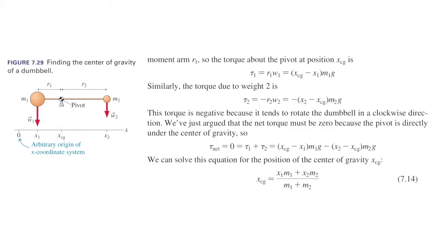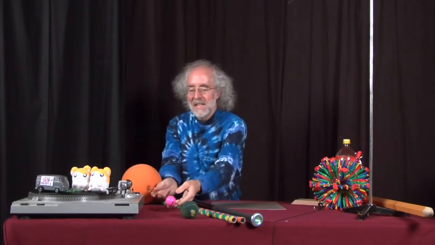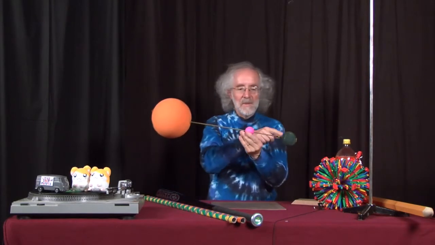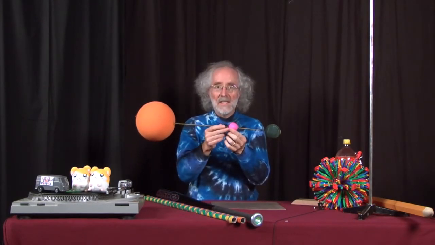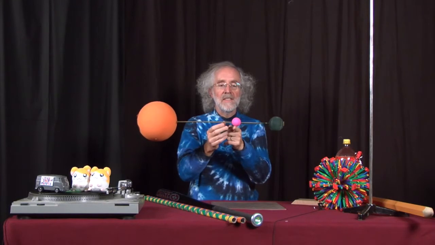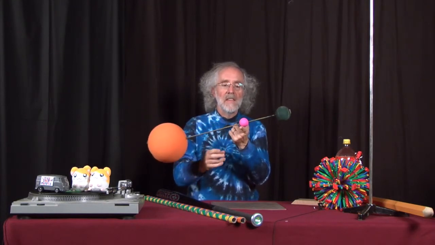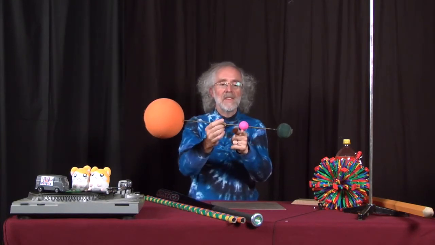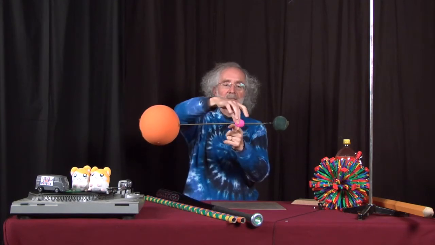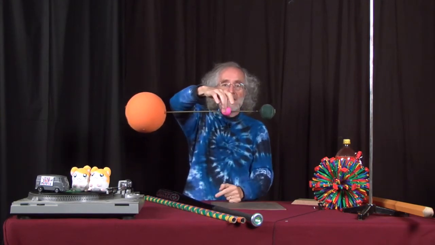We'll talk about that in more detail in Chapter 8, but we introduced the idea in Chapter 7. So if I have this object right here, I have a heavy ball on one end, I have a light fluffy ball on the other end. The center of gravity is right here in the center. And I know that because if I take this object and I suspend it from this point, it's nicely balanced.